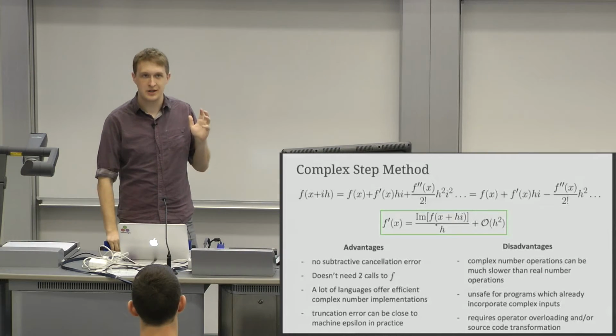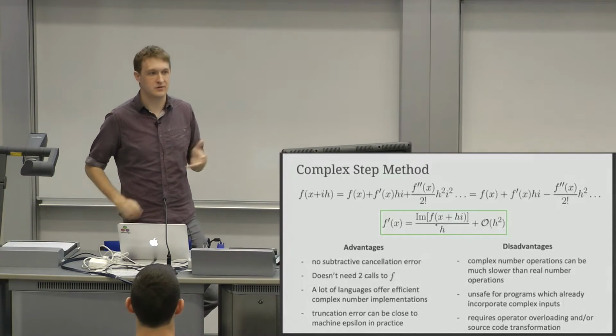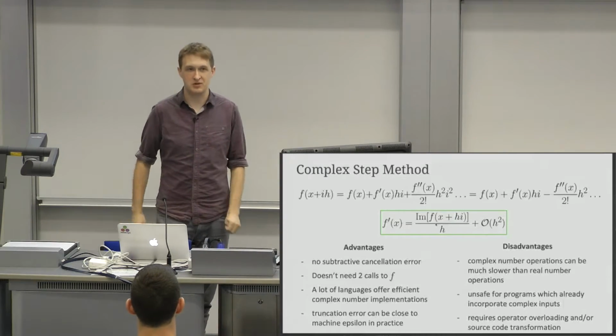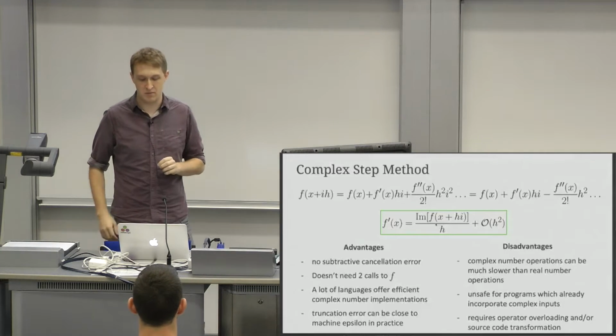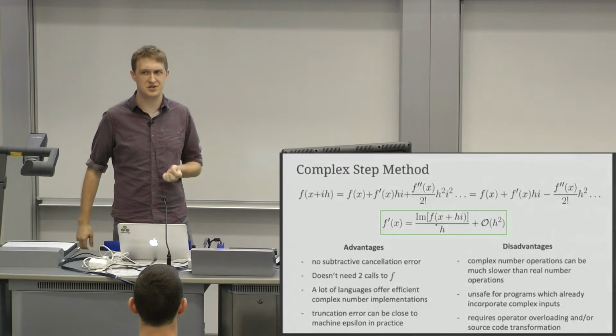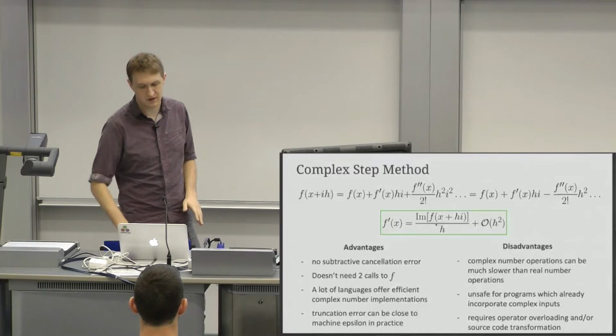This also requires either operator overloading or source transformation of the code for it to work properly, which in a lot of languages can be a pain. In Julia, it's fairly nice, but we also already overload a lot of operations on complex numbers, so maybe it's not the best idea for us.